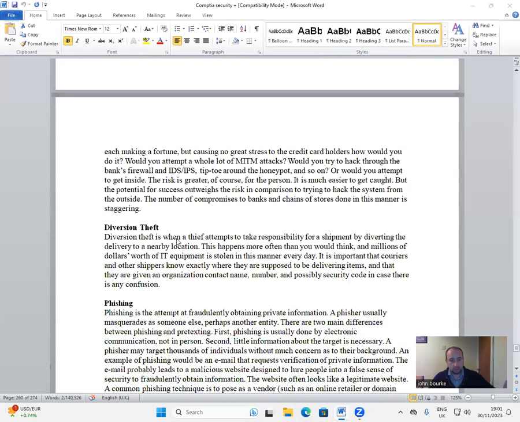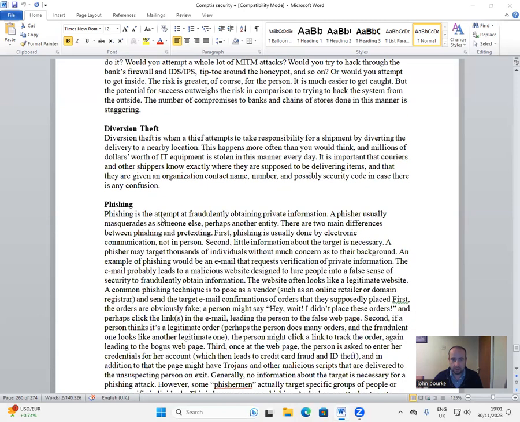Diversion theft. Diversion theft is when a thief attempts to take responsibility for a shipment by diverting the delivery to a nearby location. This happens more often than you would think, and millions of dollars worth of IT equipment is stolen in this manner every day. It is important that couriers and other shippers know exactly where they are supposed to be delivering items, and that they are given an organization contact name, number, and possible security code in case there is any confusion.